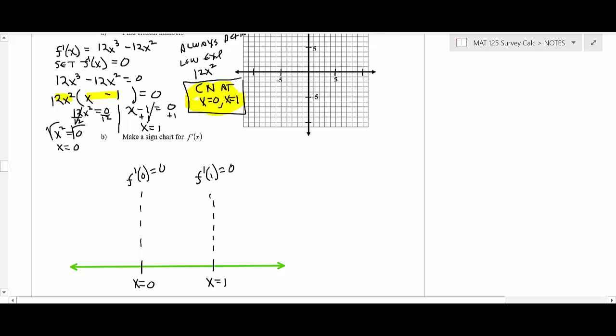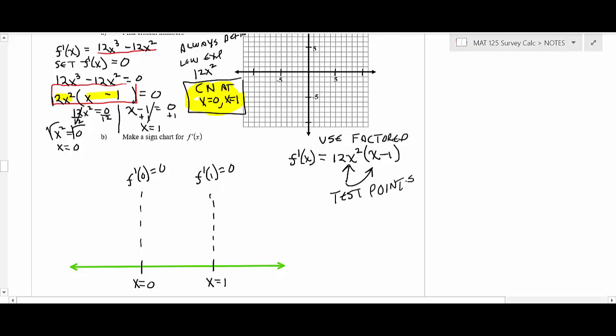For the derivative, you want to use the factored form. It doesn't matter; you can use either this form of the derivative or the factored form. I find the factored form easier, and I think you will too. So the derivative is 12x squared times x minus 1. You're going to plug in your test points. Now it becomes a matter of effectively choosing test points and effectively doing arithmetic.